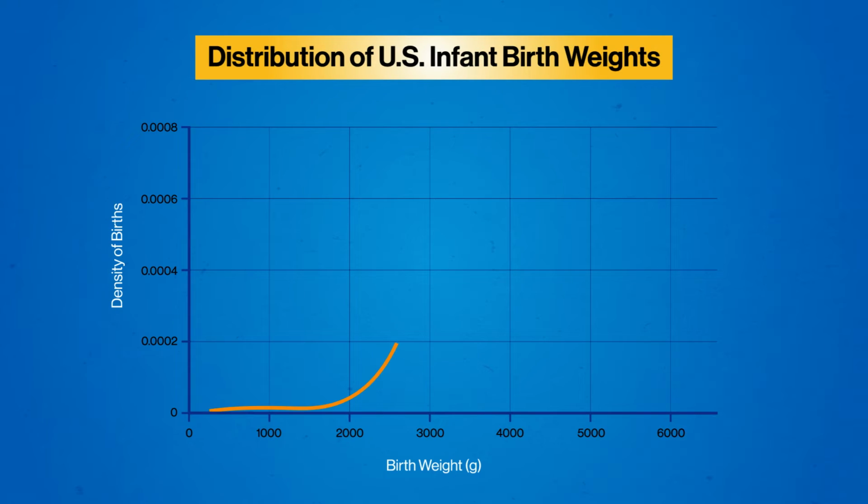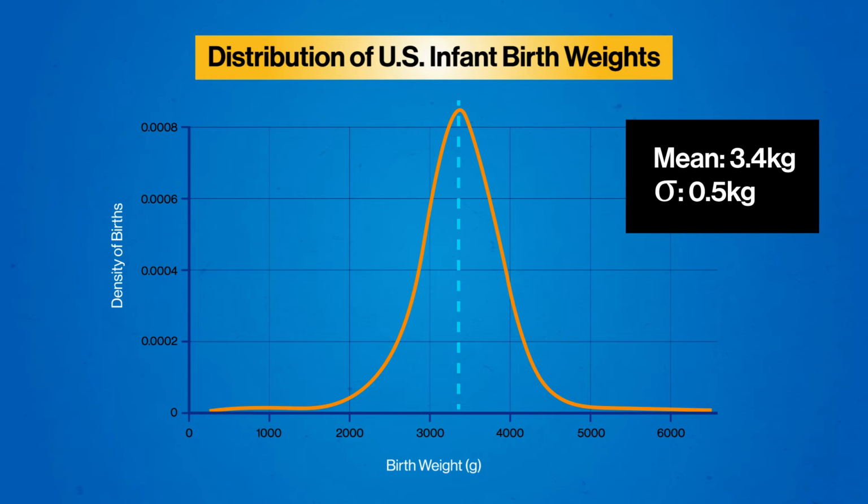Like, say you were recording the body weights of newborns in a population, which doctors and public health professionals look at to study the health of babies. Birth weights broadly follow a normal distribution. And in the US, that distribution for babies born at term has a mean of 3.4 kilograms and a standard deviation of half a kilogram.